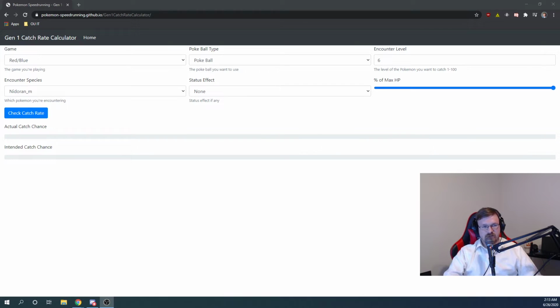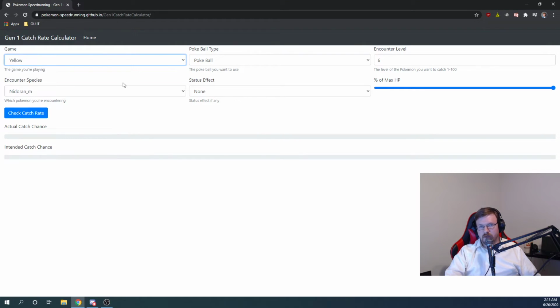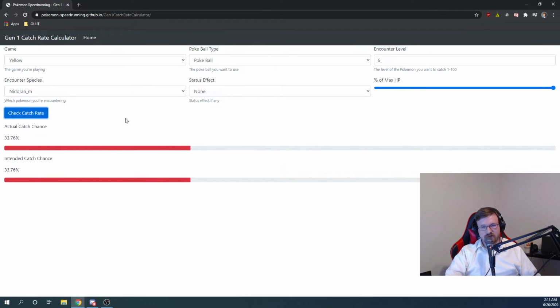So I'm going to demonstrate how this works by actually using the calculator. I've got set up here an example encounter. We do this in Pokemon Yellow, the Nidoran male at level 6. If you're just to spam Pokeballs at it, you can see that it's a 33.76% catch chance. And this is identical between our new calculator, what I call the actual catch chance, and the one that Dragonfly Cave and other sources would give you, the intended catch chance from the formulas.